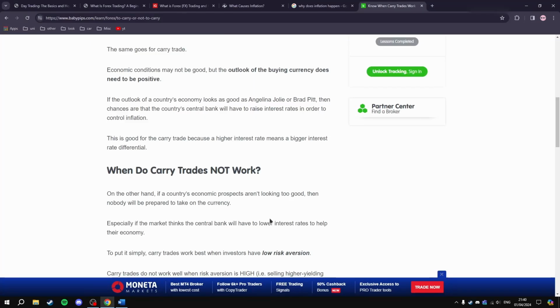If the outlook of a country's economy looks as good as Angelina Jolie or Brad Pitt, then chances are that the country's central bank will have to raise interest rates in order to control inflation. This is good for the carry trade because a high interest rate means a bigger interest rate differential.